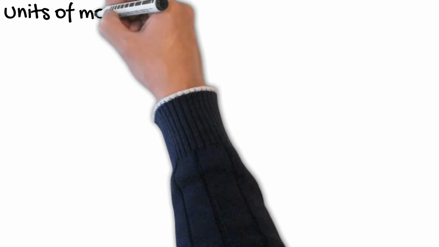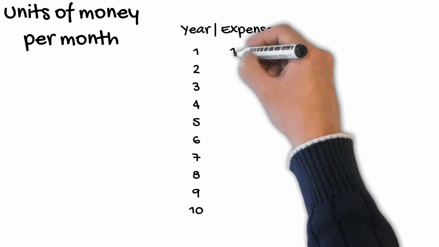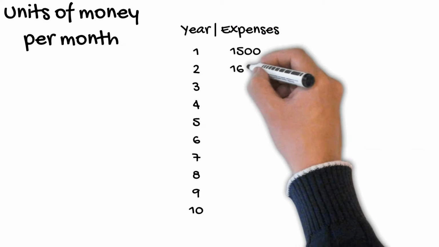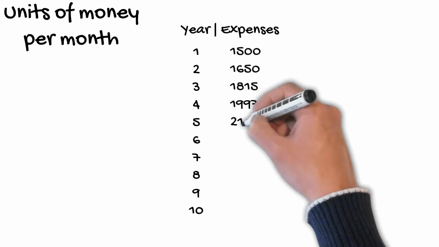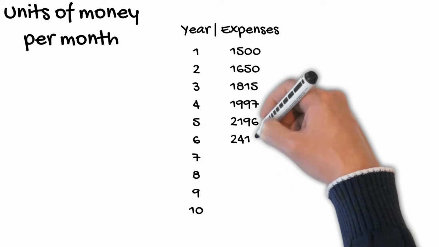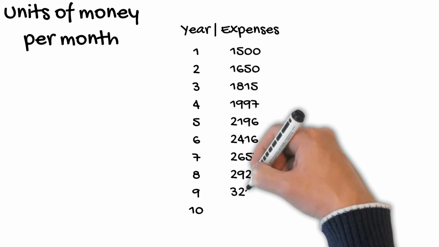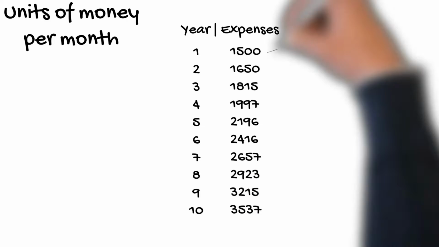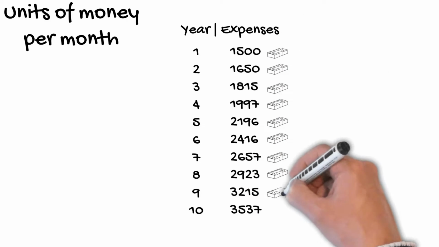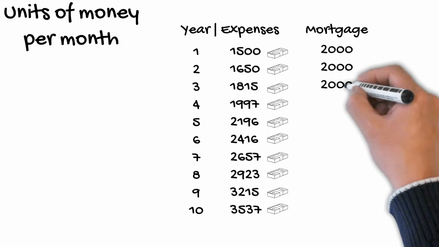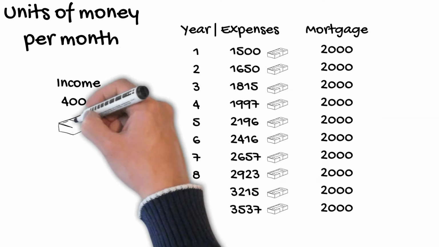So the expenses for the years ahead will be like this: 1,500 the first year, 1,650 the second year, 1,815 the third year, 1,997 the fourth year, 2,196 the fifth year, 2,416 the sixth year, 2,657 the seventh year, 2,923 the 8th year, 3,215 the 9th year, 3,537 the 10th year.